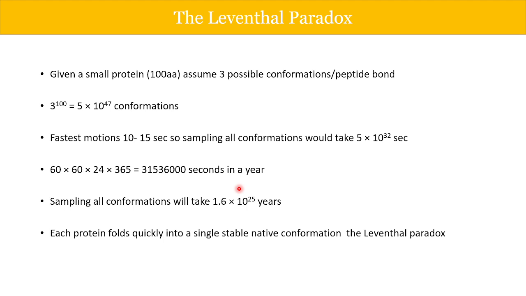So what is the Levinthal paradox? For example, a protein has 100 amino acids and each can attain 3 different conformations. So that's around 10 to the power 47 conformations. Depending on the fast-scale motions of these conformations, it would take about 5 times 10 to the power 32 seconds. That's about 10 to the power 25 years. And that's a long time.